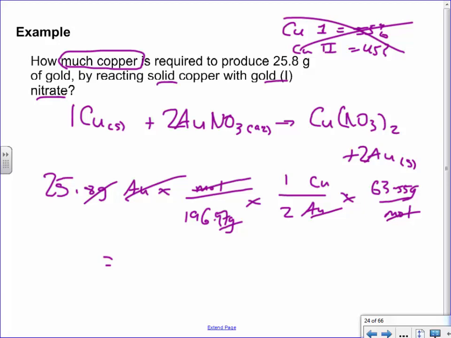All right, 25.8 divided by 196.97 divided by 2 times 63.55. I got 4.162. Okay, and then make sure you're careful on sig digs. Based on that, then you need 4.16, I guess, grams of copper. If you bring that much grams of copper, then that's exactly how much gold you'll produce when you're done.